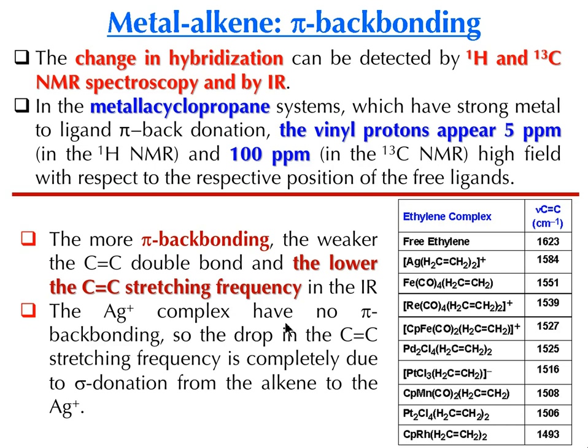The Ag plus complex has no pi back bonding, so the drop in the C=C stretching frequency is completely due to the sigma donation from the alkene to the Ag plus. Note that the electrons are donated from the pi system of the alkene to the metal, but this bond can be considered as sigma donation.